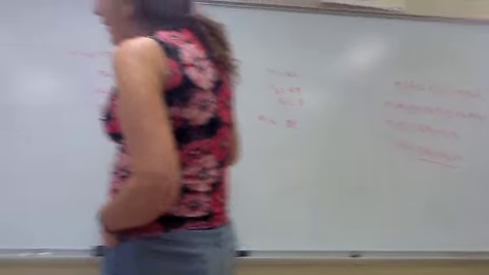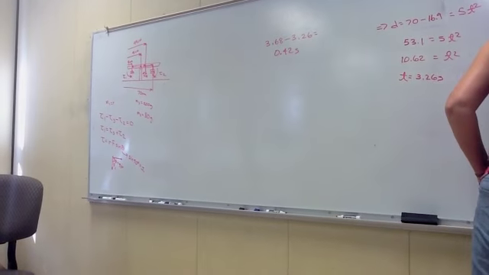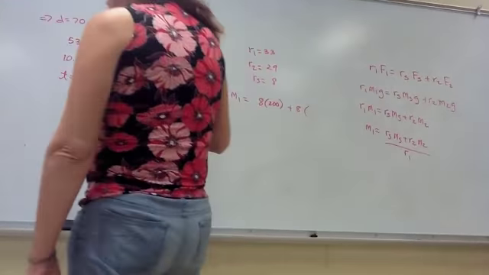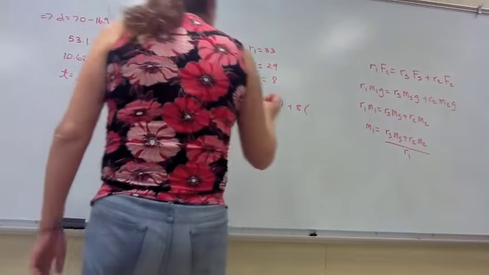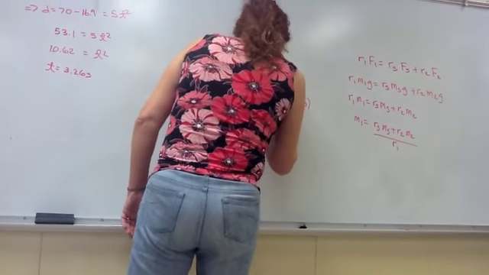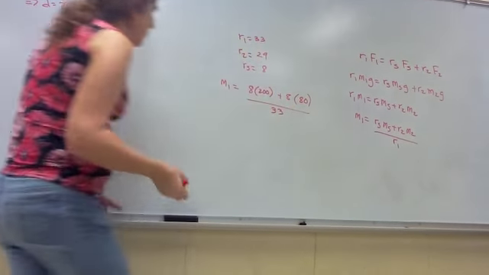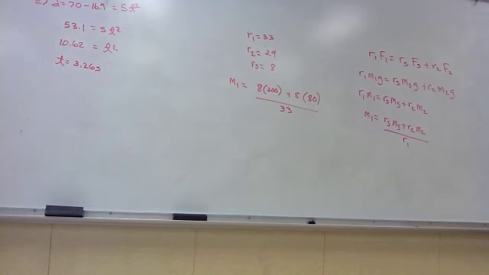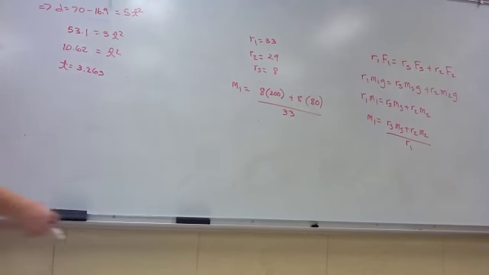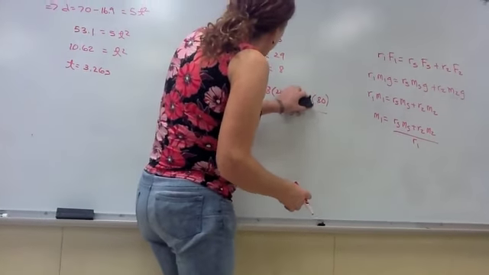Okay, the mass of the stick I said was 200. R2 was 8, and mass 2 we said was 80. Okay, and then divide that through by R1, and we'll get a result that's going to be, what's that, 8? No, R2 is actually 29. Let me get that straight here.